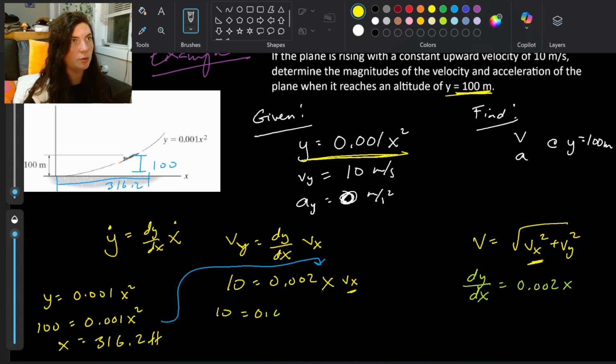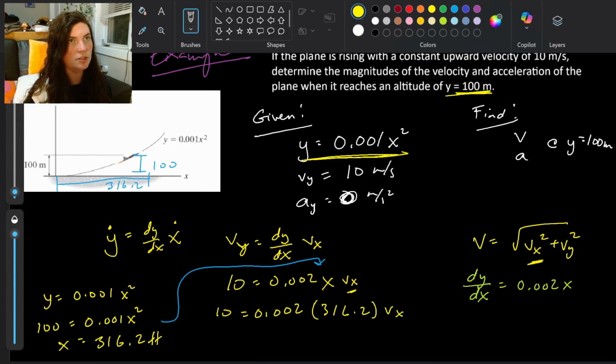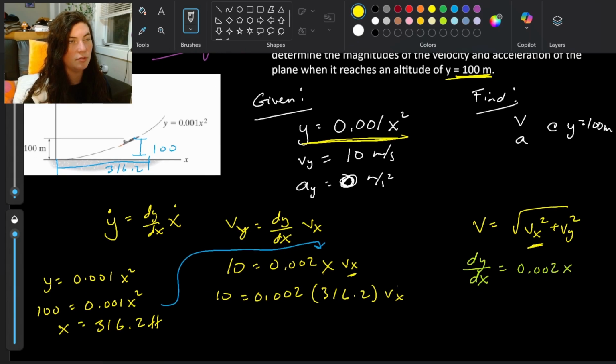10 equals 0.002 times 316.2 Vx. Now I can do the algebra to solve for Vx, just dividing over these components underneath my 10, so that I can get my velocity in the x direction is 15.8 meters per second.